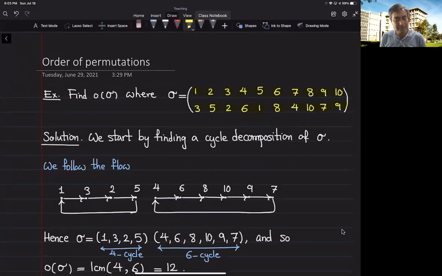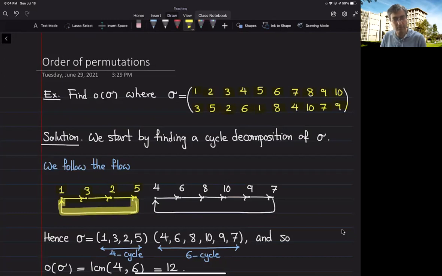And we want to find the order of sigma. As we learned in the previous page, it's enough to understand a cycle decomposition of sigma. And to find a cycle decomposition of sigma, it's enough to follow the flow. So we start with 1 and we follow the flow. That means we ask ourselves, where is 1 mapped to? 1 is going to 3. Then following the flow tells us I need to understand where 3 is mapped to. 3 is going to 2. 2 is mapped to 5. 5 is mapped back to 1. So that finishes the first cycle.